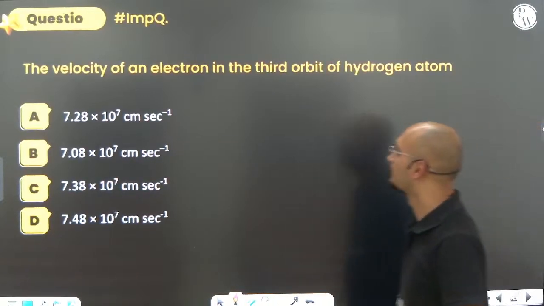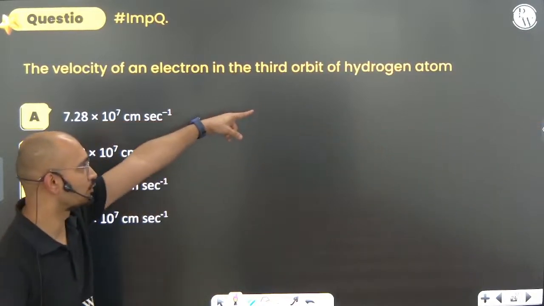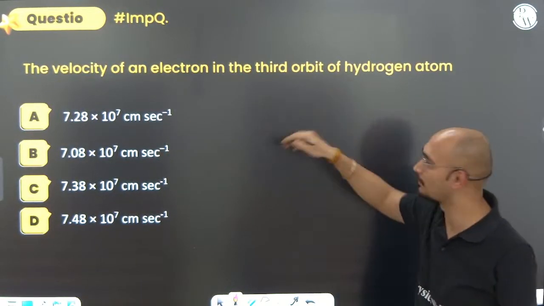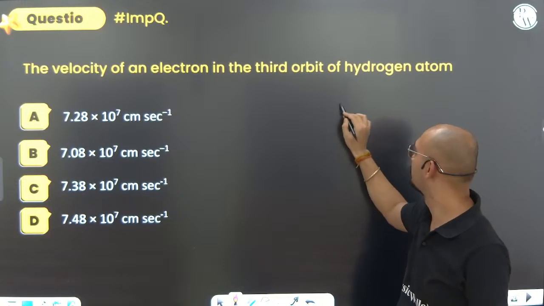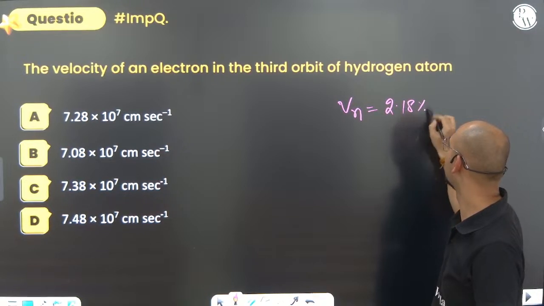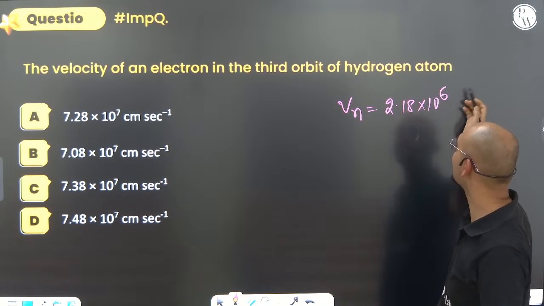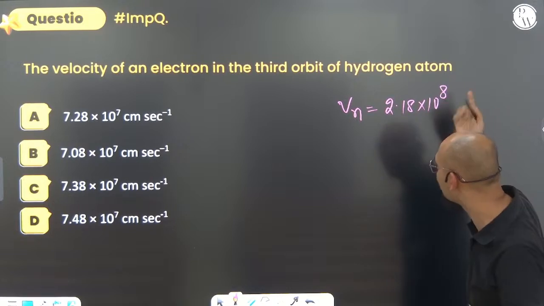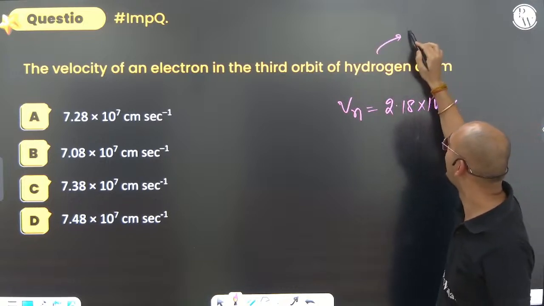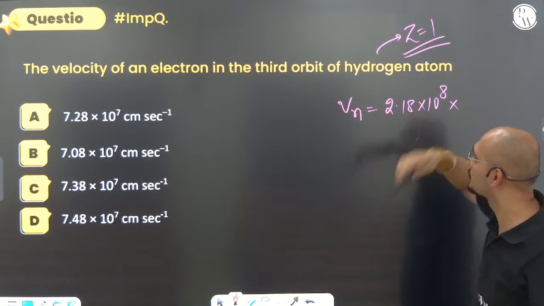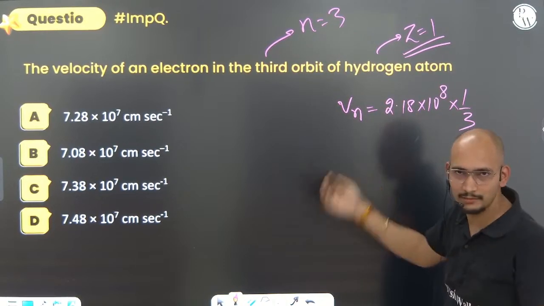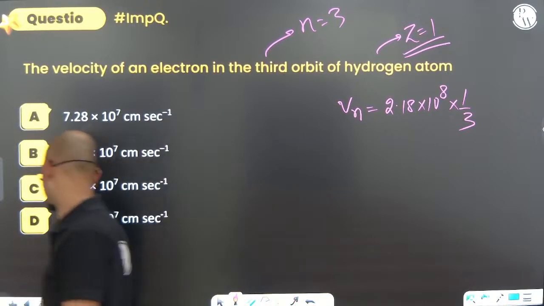Next one, the velocity of an electron in the third orbit of hydrogen. So we know that. What is the formula? It is asking for centimeter per second. Just keep in mind. So what is the formula that we know? We know that Vn equals 2.18 into 10 to the power 6, but that is in meter. If it is centimeter, then we make it 10 to the power 8 into Z by n. What is the Z? Hydrogen's Z value, that is atomic number, is how much? 1. And what is n? n value is 3. So 1 by 3. You can put the values in the formula and get the answer, right?